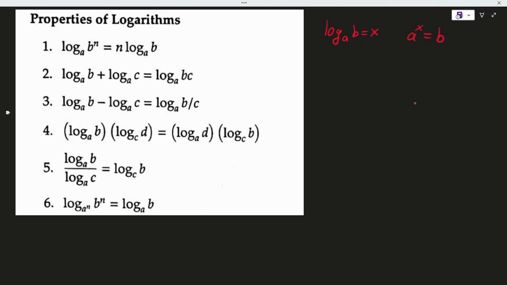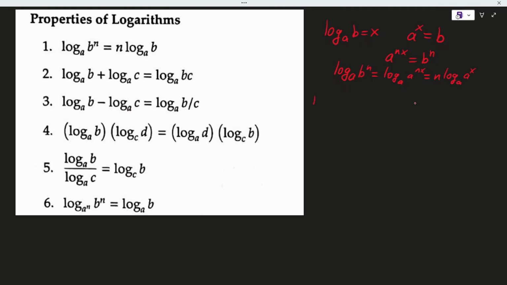Log base a of b to the power of n equals n times log base a of b. This is the first formula, and we can easily prove it if we imagine that a to the x equals b. If we take both sides to the n power, we get a to the n times x equals b to the power of n. And log base a of b to the power of n is equivalent to log base a to the power of nx, which is clearly n times x, which is exactly n times log base a of b. So we prove the first one.